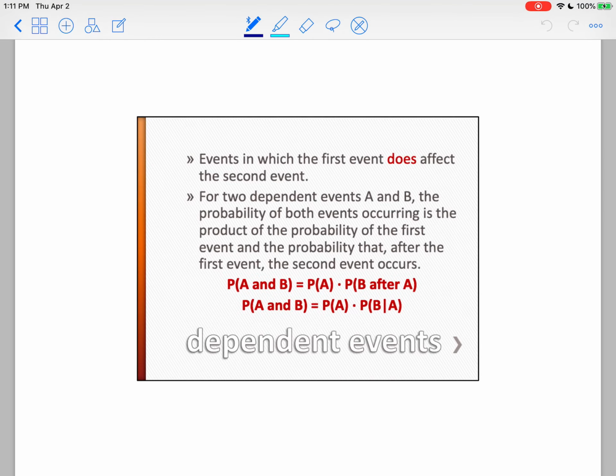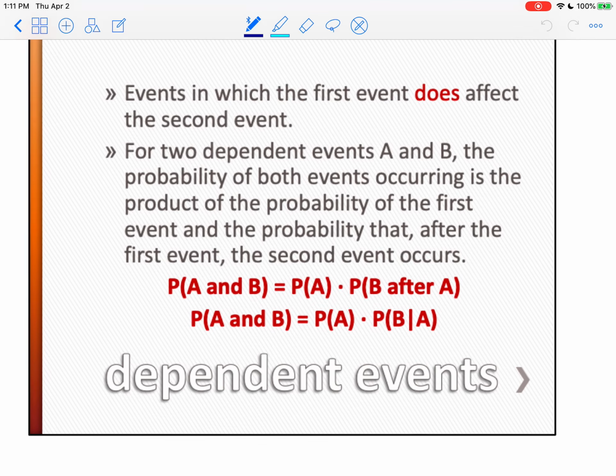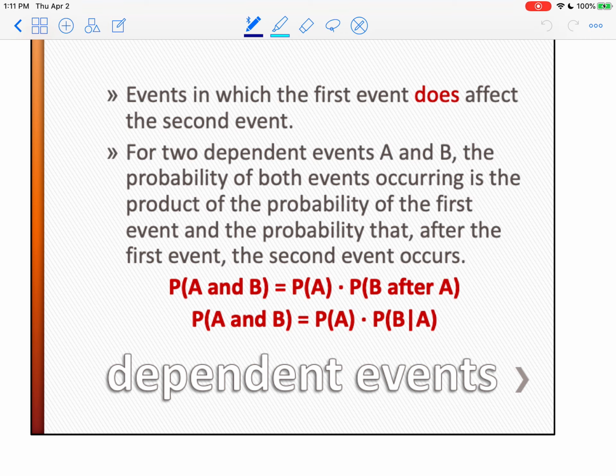Now let's talk about dependent events. These are events in which the first event does affect the second event. For two dependent events, mathematically what we do is we still find the product of the probability of the first event and the probability that after the first event, the second event occurs. So we're still multiplying, but we have a new sort of notation here.